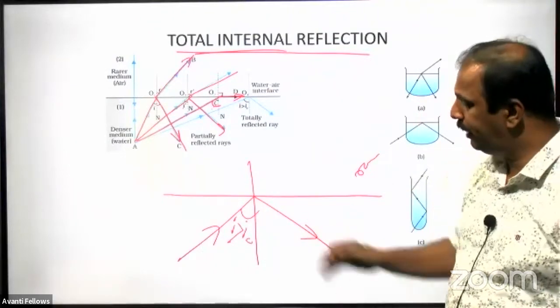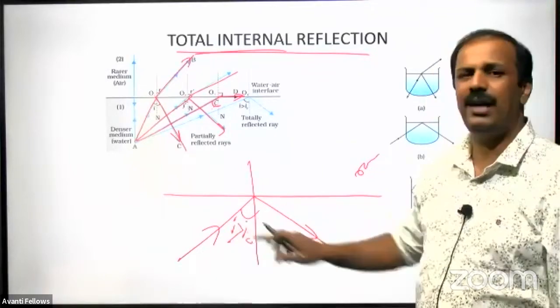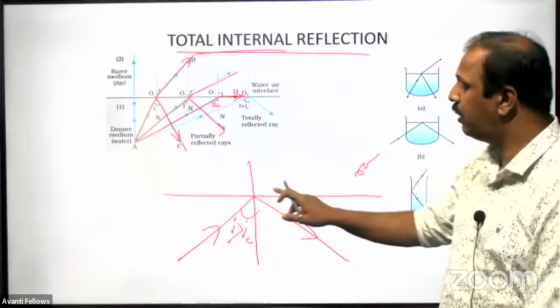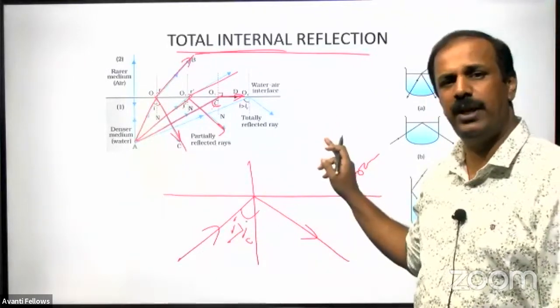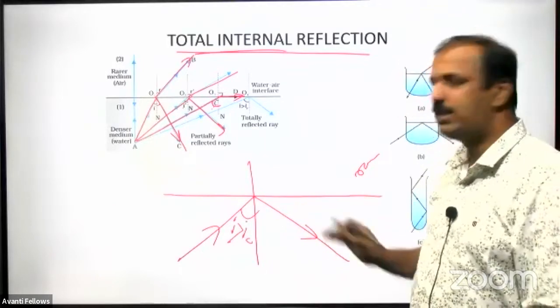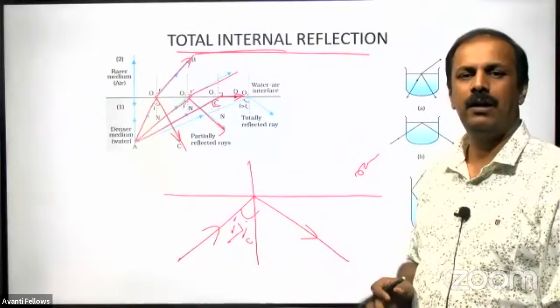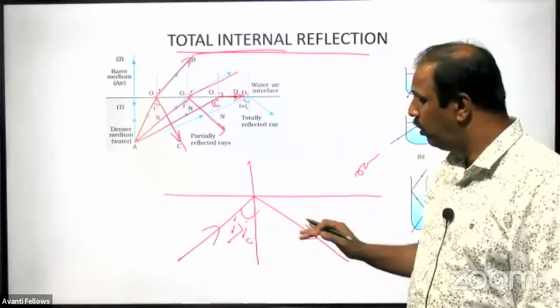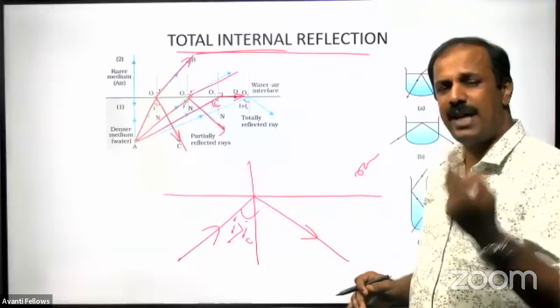Once more, when the angle of incidence is more than the critical angle, no light will refract, or refraction will not take place. The entire light will reflect back to the same medium. That is called total internal reflection. Clear? Now, generally for examination, the question is asked in the other way.